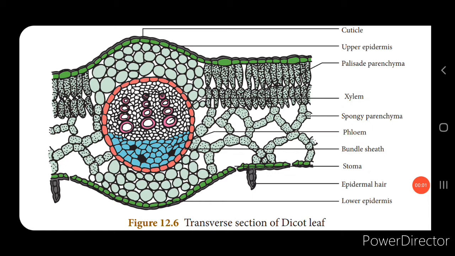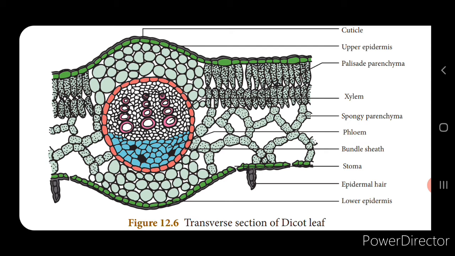Now let's see the internal structure of the dicot leaf. Dicot, I said, consists of 2 cotyledons. For example, you can see mangoes. When you see the seeds of the mango, it consists of 2 cotyledons, isn't it? So that is the example. Let's go into the internal structure of the leaf.